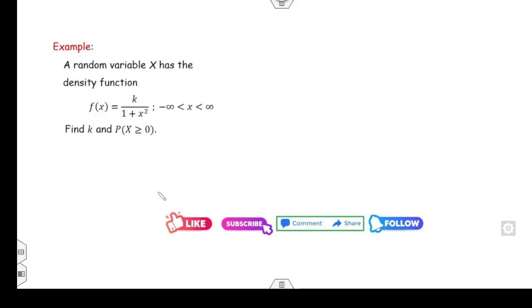Okay, look at another one. A continuous random variable X. Find the value of the k. So that means the integration from minus infinity to infinity of k over 1 plus x square dx is 1. Fine. I can take k outside.